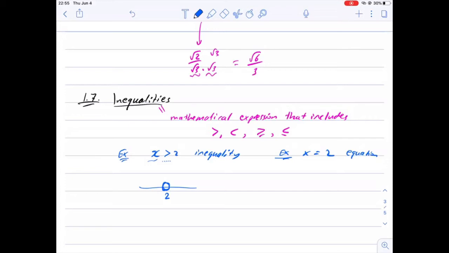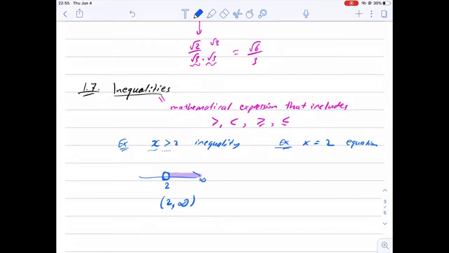x are all the values that are greater than 2. That means all values here. So it's from 2, open at 2, because we don't have equality, 2 is not included in the solution set, to infinity. So that's the solution set. And that means we don't have just one value that satisfies this inequality. We have infinitely many values. If you substitute 3 here, 3 is greater than 2. If we substitute 4, 4 is greater than 2, and so on.